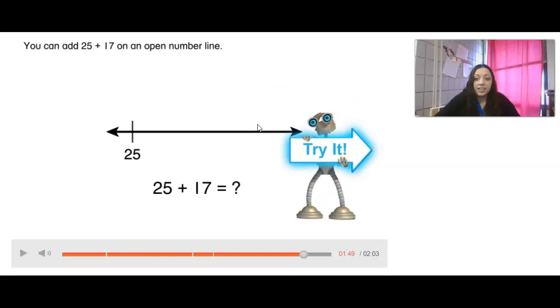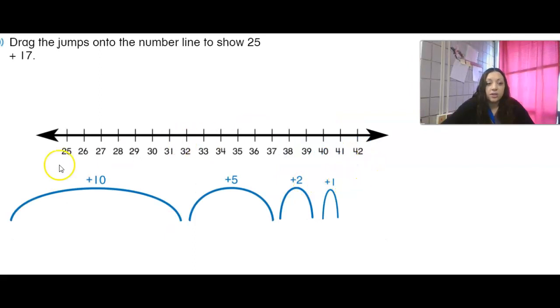Okay, so we're going to try this and it might be a little bit different. See, our open number line started on 25 because it's the bigger number. Now they've done something special here. They've done it to where I can choose to hop 17 different times and pull up 17 of these, or I can think about that number 17. When I look at the number 17, it's 1 10 and 7 1s.